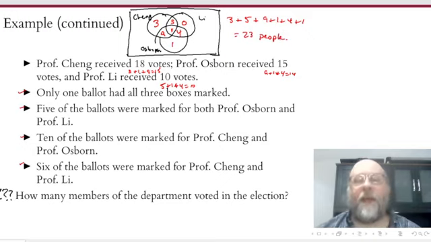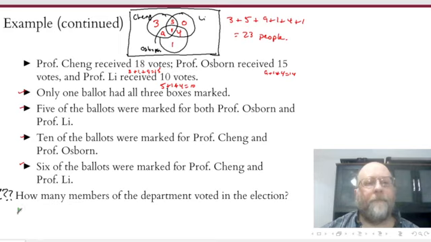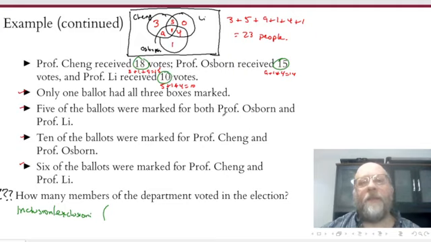So that's the Venn diagram solution. So here's the solution using the inclusion-exclusion law. We're going to add all of the numbers that represent taking the professors one at a time. So just by himself, Chung received 18 votes. Osborne received 15, and Lee received 10.